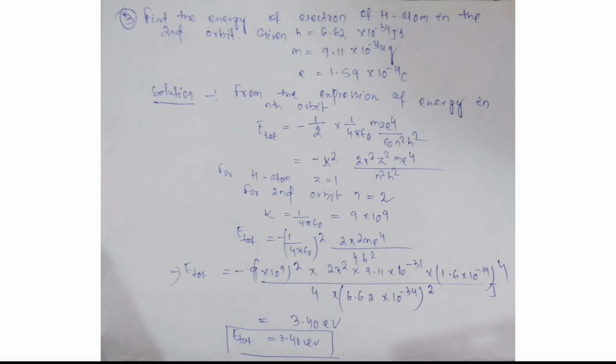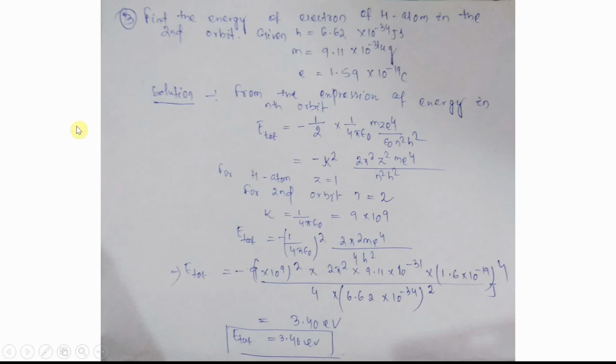Today we have to solve one problem based upon that energy formula: find the energy of the electron of the hydrogen atom in the second orbit. We have to calculate the energy of the electron in the hydrogen atom when the electron is revolving along the second orbit, because according to Bohr's model the electrons revolve in fixed orbits.